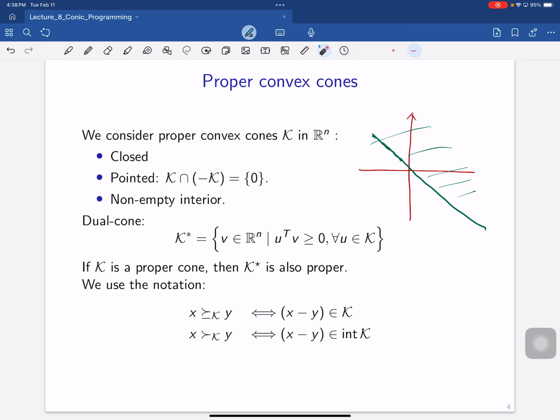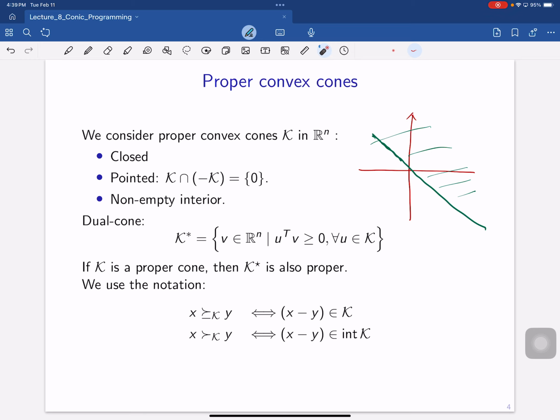Now, here's another concept called the dual cone. This may sound abstract when I first introduce it. Then I will derive this dual cone using the Lagrangian dual later on. So a dual cone is a set of vectors V in R^n such that for all the elements in the original cone K, the vector V has a non-negative inner product with all the elements in the original cone K. Okay, so that's the definition of the dual cone.